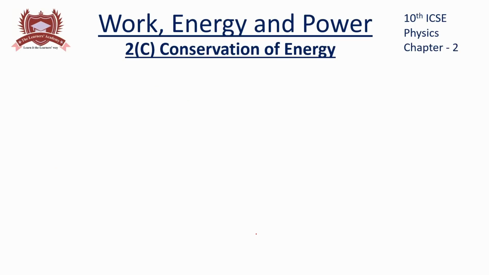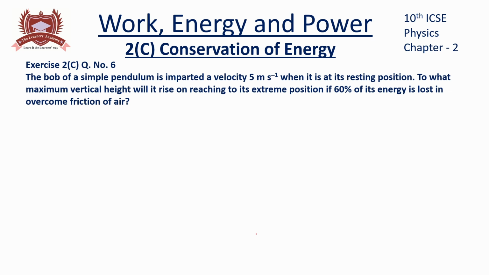So let's go ahead with the next thing that we have. We have a bob of a simple pendulum and it imparts a velocity of 5 meters per second when it is at its resting position. To what maximum vertical height will it rise on reaching its extreme position if 60% of its energy is lost in overcoming the friction of air? Now majority of these examples are having the efficiency given, so this does complicate. These are the complicated sums as compared to if we are neglecting the air friction.